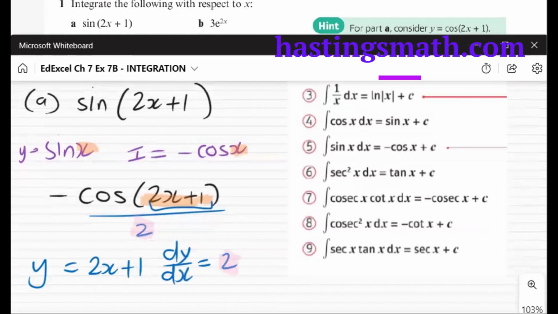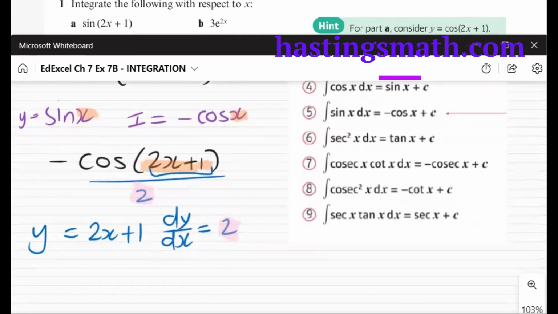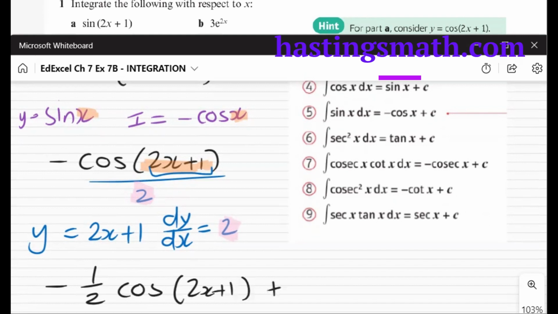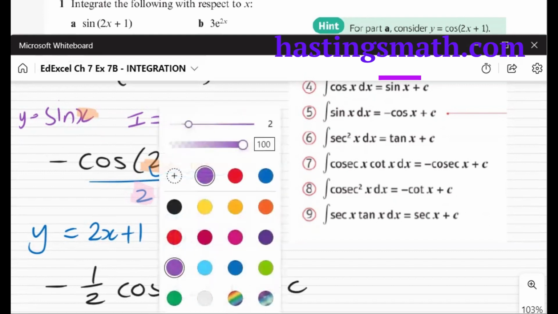When working with this chain rule, just remember that you have to divide by the first derivative of what's inside the bracket. So we end up with negative cos(2x plus 1) divided by 2. To write this another way, it would be negative 1/2 cos(2x plus 1). And don't forget the plus c. So that's question 1a.